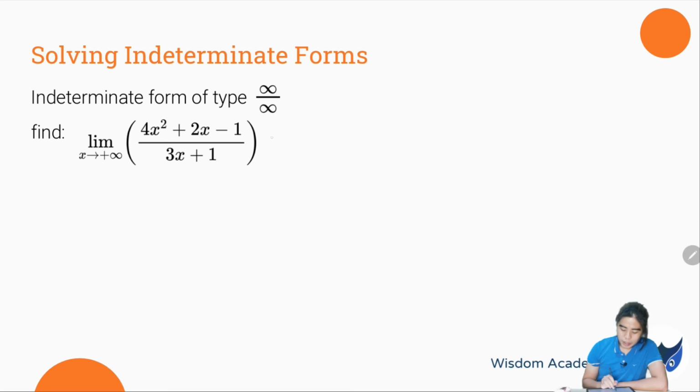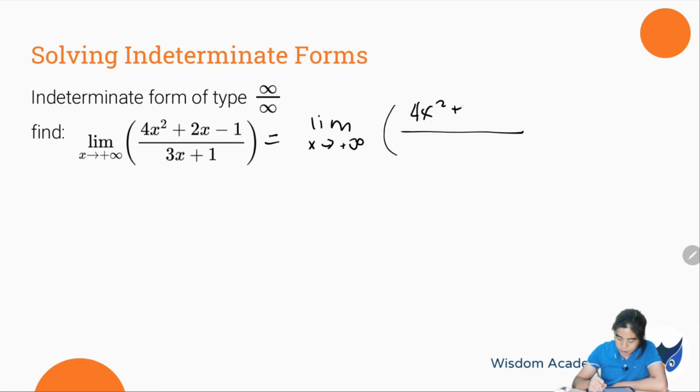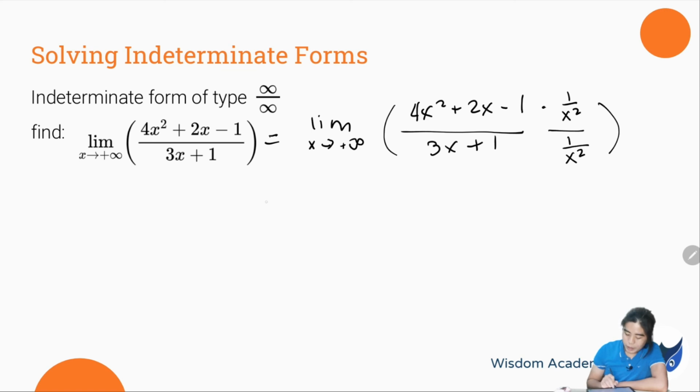So, paano natin i-solve yung mga ganito? So, kapag ganito, i-multiply lang natin both numerator and denominator by the leading term. Multiply lang natin yung numerator and denominator by 1 over x squared. Since yun yung leading term sa numerator. So, ganun din sa denominator. Since kailangan pareho yung numerator and denominator na i-multiply natin.